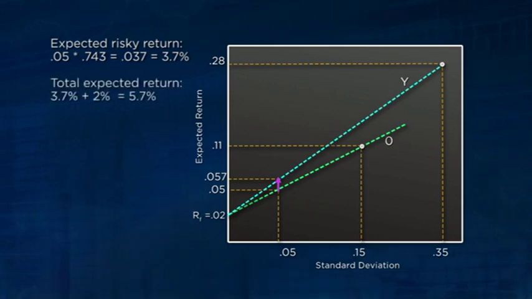The total expected return using an investment in Y is then 3.7% plus the risk-free rate of 2%. That's equal to 5.7%. With O, they were only able to get 5%. So 70 basis points, by the way, is nothing to sneeze at. So it's a big difference. Thus, the brokers should not show older and younger clients different sets of securities just on the basis of their standard deviation and their expected return.